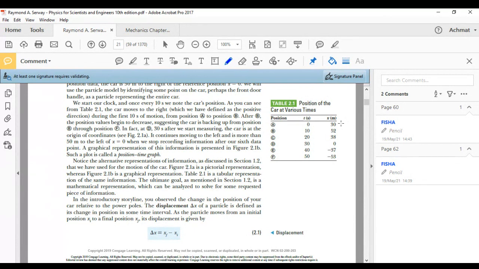So I said 30 plus 52 plus 38. And now what about the 0? Minus, there's nothing there. There's a minus 37 and minus 53. And my answer is 30. Can you see? And that is definitely not 30. Definitely not the distance that I've traveled.